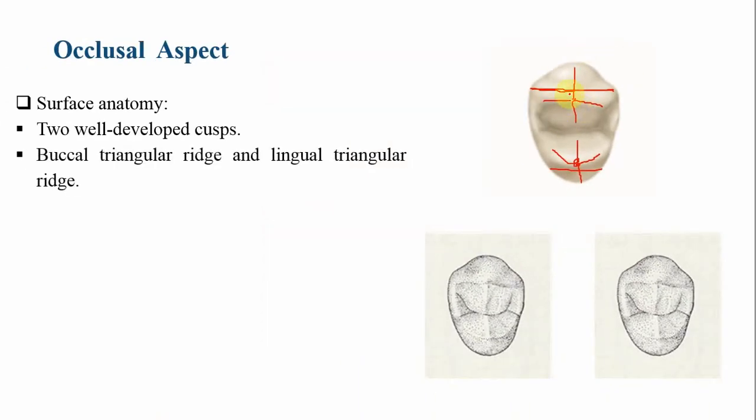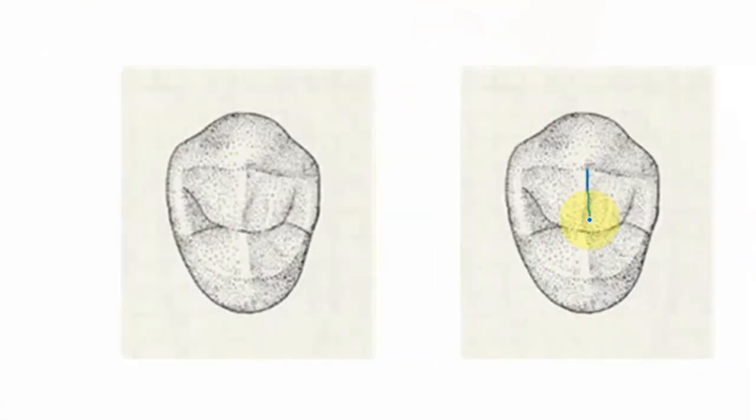The lingual cusp ridge of the buccal cusp is termed the buccal triangular ridge. This is the buccal triangular ridge, while the buccal cusp ridge of the lingual cusp is termed the lingual triangular ridge. So this is the lingual triangular ridge. When we have two triangular ridges opposing each other, they will form a transverse ridge.